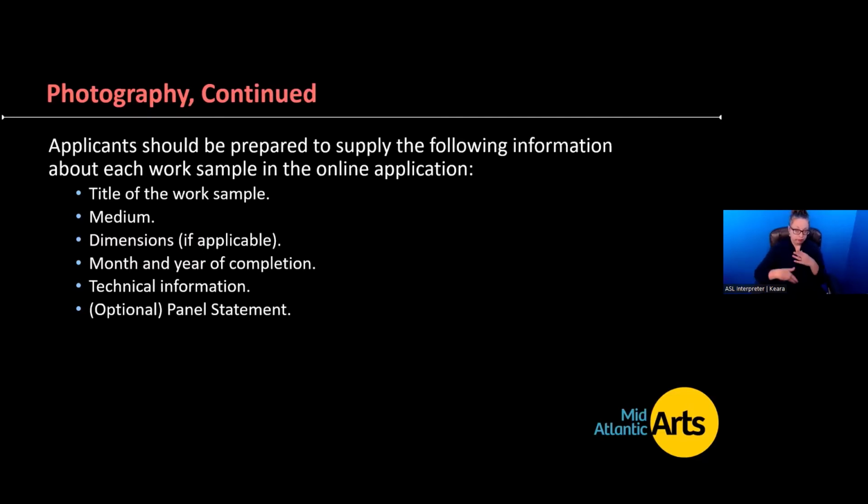Applicants should also describe the production techniques, materials, and technical processes related to the creation of the work samples in the technical information section of the online application. For example, elaboration about specific techniques used, processing details, type of camera used, etc. Applicants who wish to include interpretation of the work or information about their creative process have the option to submit a panel statement.